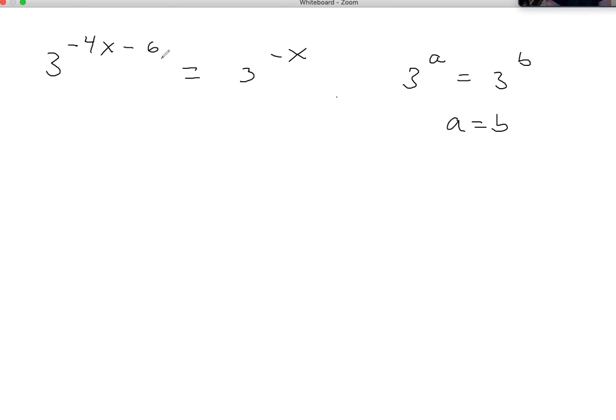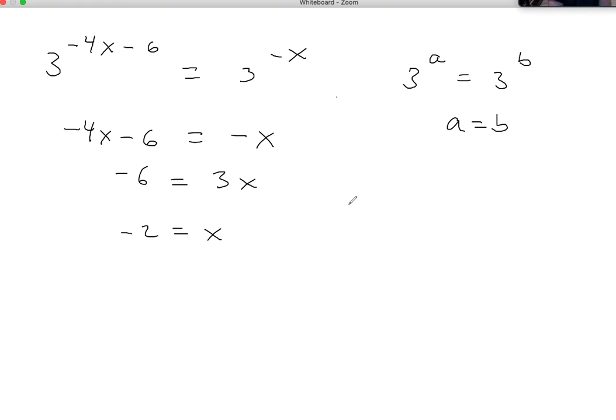So since we have 3 to this exponent equals 3 to the exponent, then that means those exponents have got to be equal. Now we have a simple linear equation and we can solve. So at that point, let me bring the x over here and the 6, let me actually go this way. So we'll go plus 4x on both sides. That gives us negative 6 equals 3x, and then divide out and get negative 2 equals x. And if you plug that in there and check, this should come up to negative 2 on both sides.